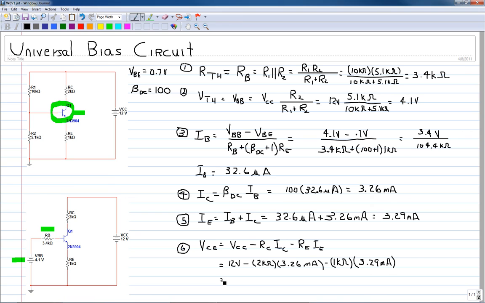This is equal to 12 volts minus 6.52 volts minus 3.29 volts, which equals 2.19 volts. That concludes the video on the universal bias circuit.